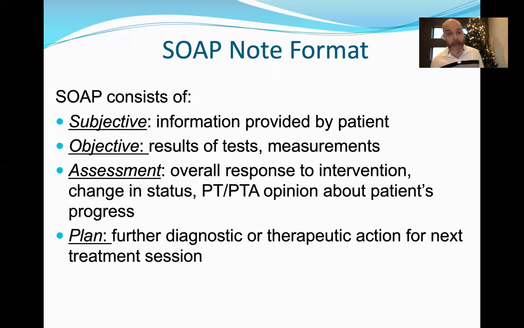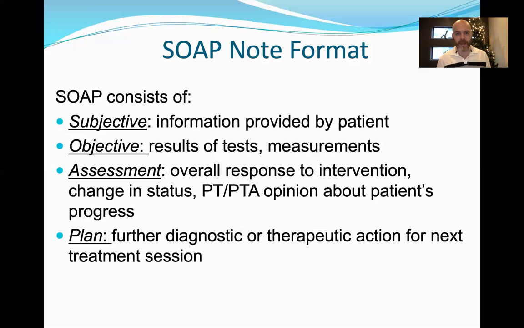So SOAP is just an acronym. It stands for subjective, objective, assessment, and plan. So you can think of your note as being divided into 4 sections. Well, really 5. First will be the heading with the patient's name and date of birth and stuff. Then you have your subjective section, and you'll just label that your S section on a note. That's any information provided by the patient.